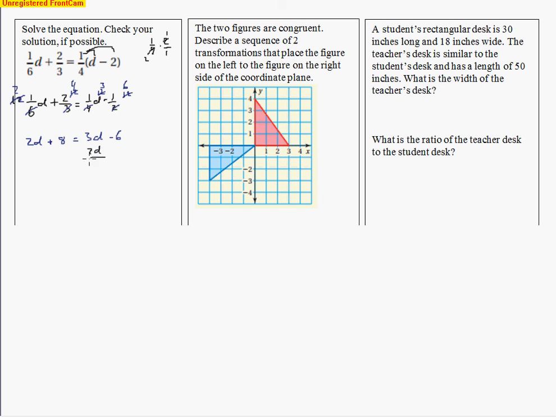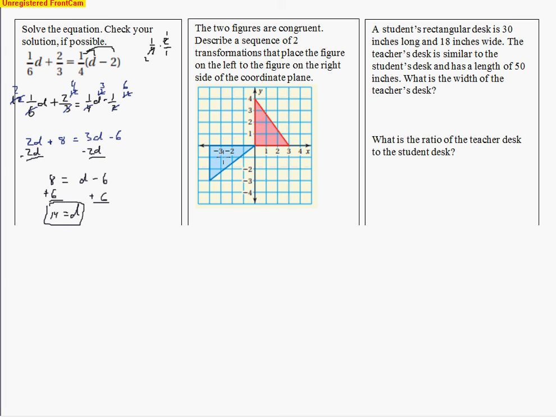So I'm going to subtract the 2d from both sides. So I'm still left with 8 equals, now this is just going to leave me with 1d minus 6. So from that point I'll just add the 6 to both sides, and I'm getting 14 as the value of d.